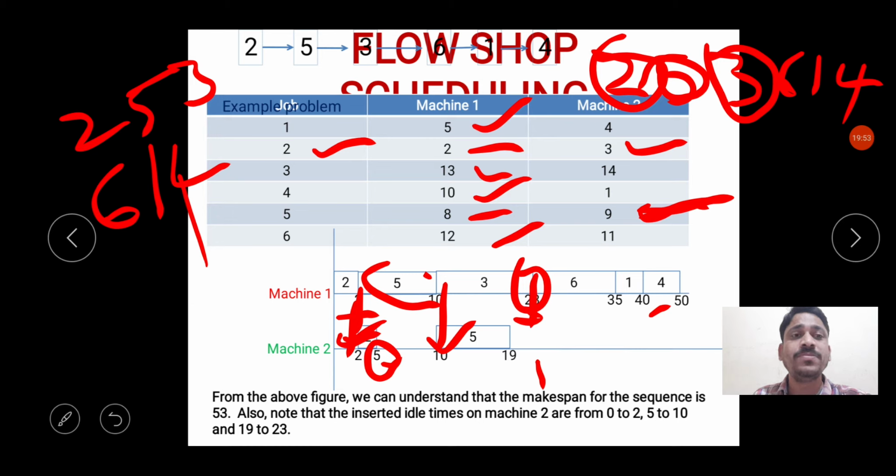Job 3 we start from 23 hours, and we finish it at what time? Job 3 on machine 2 is for 14 hours. 23 plus 14, how much? 37. So till 37 hours job 3 is processed. So next, according to our sequence, the next job is job 6. Can we start immediately? Yes, because job 6 completed processing on machine 1 at 35 hours only.